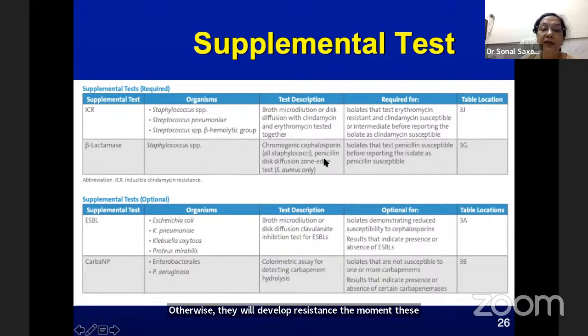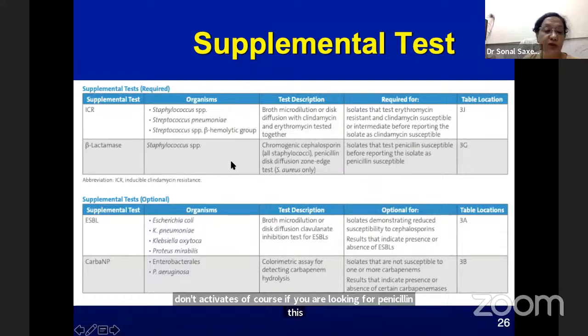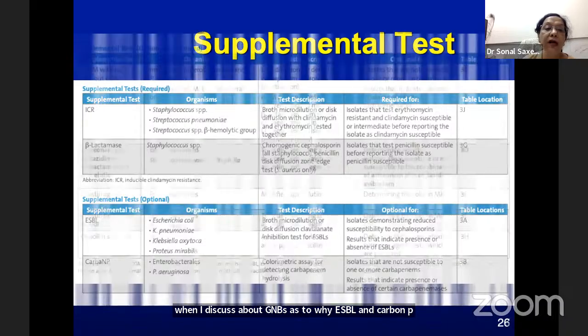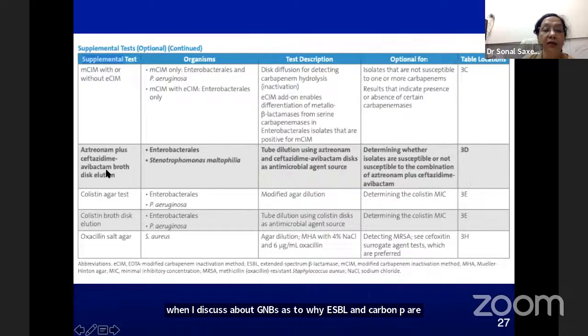Beta lactamase, of course, if you are looking for penicillin, this is actually gone for the Indian scenario because we usually don't get any sensitivity to beta lactam drugs. Again, ESBL tests are optional. I'll be coming to that when I discuss GNBs, as to why ESBL and Carba NP are done. We'll come to these. Then MSIM we'll do tomorrow.